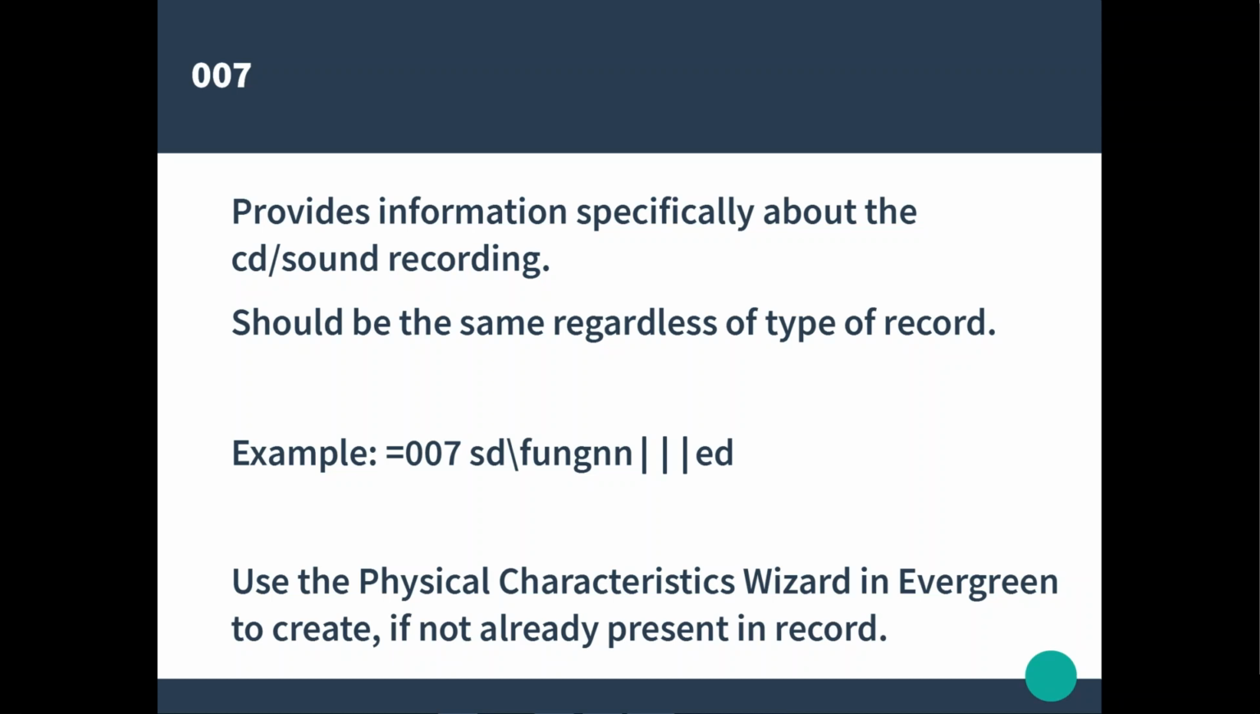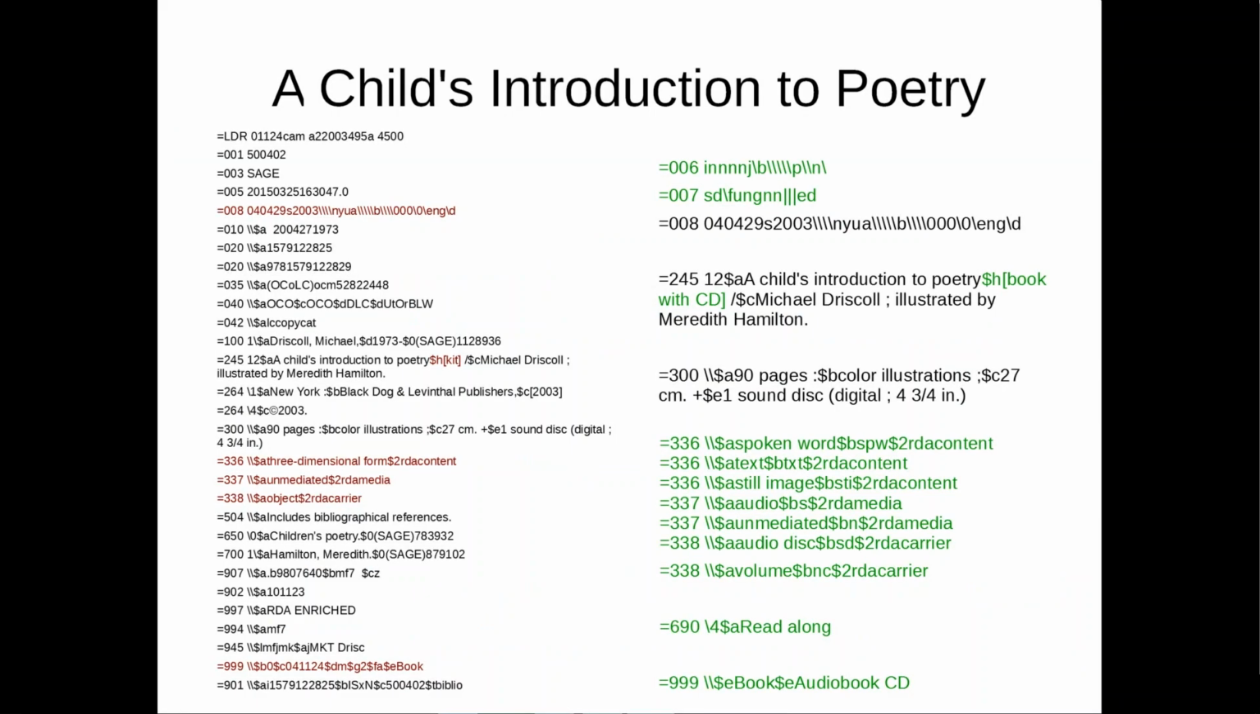So I just want to finish up here and show you an example. Here we come back to A Child's Introduction to Poetry. This is the MARC record for this particular item. And I've highlighted some things here.